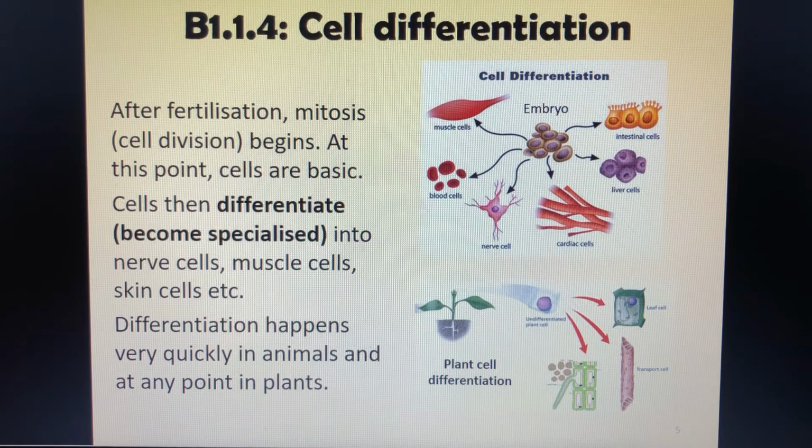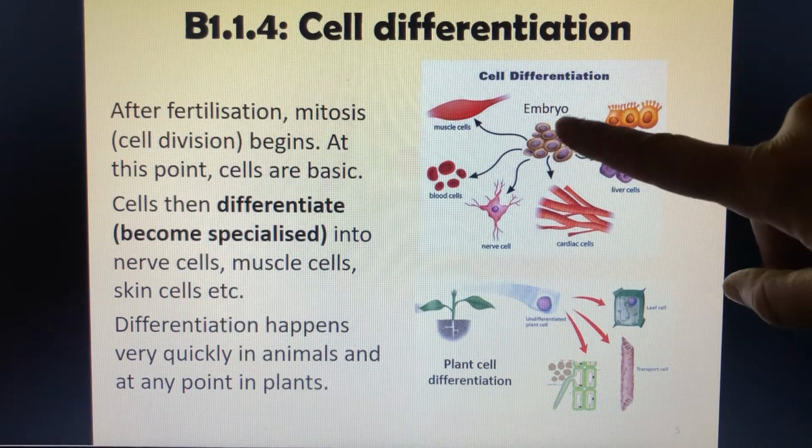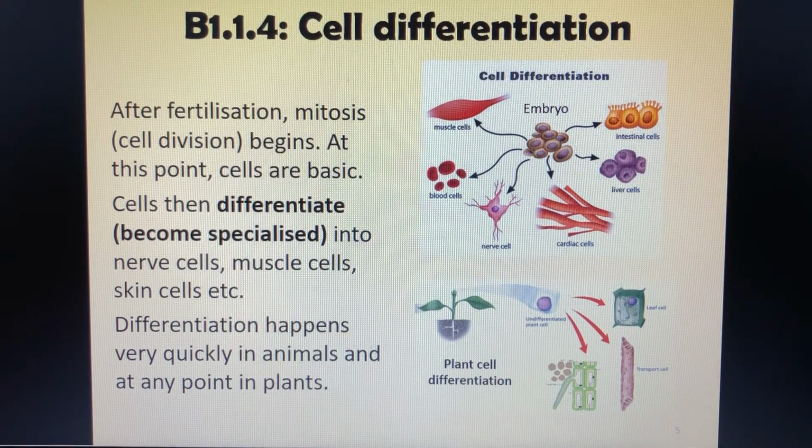Now, we've got this idea of the sperm going into the egg, we call that fertilisation, the fusion of the gametes. And then as soon as that happens, we get this mitosis, which we'll talk about in a bit, which is cell division. And at this point, the cells are really basic, we can see in the embryo picture here. But cells then differentiate, they become specialised into all of the different cells that we need in the body. Examples here, nerve, muscle, skin.